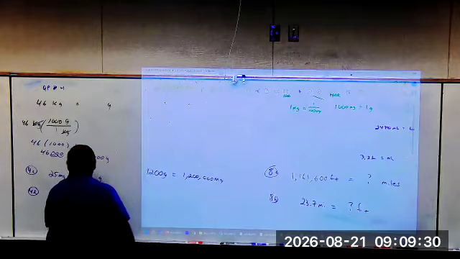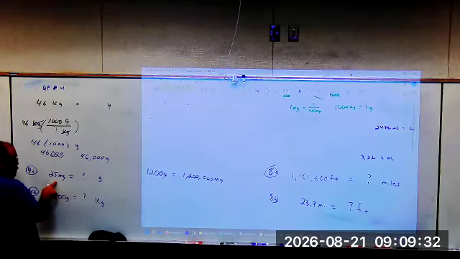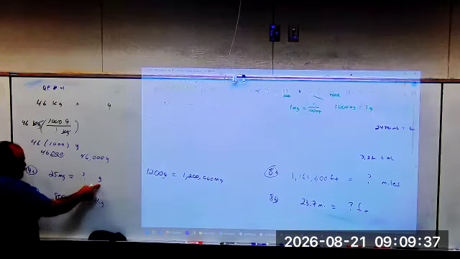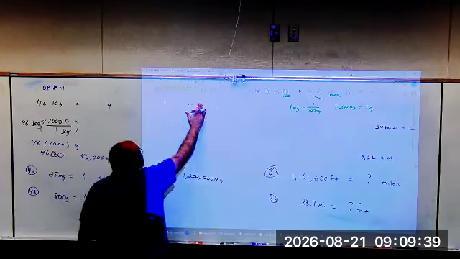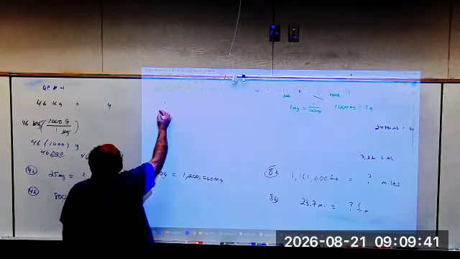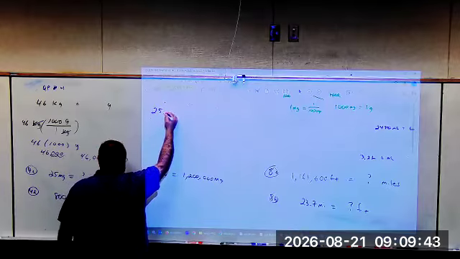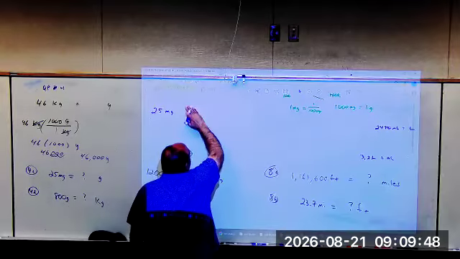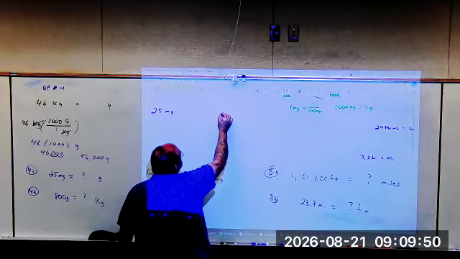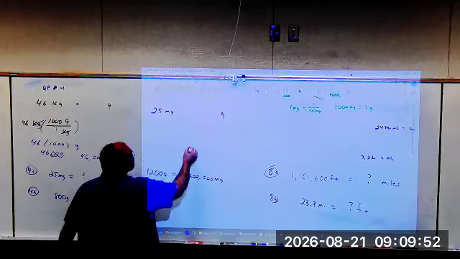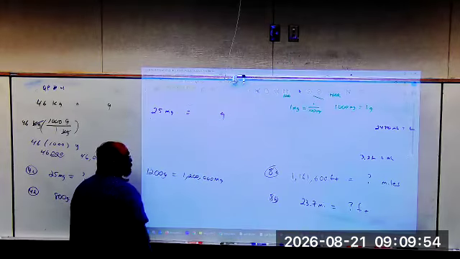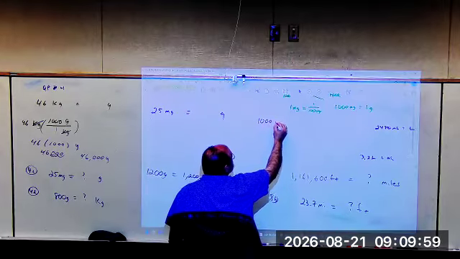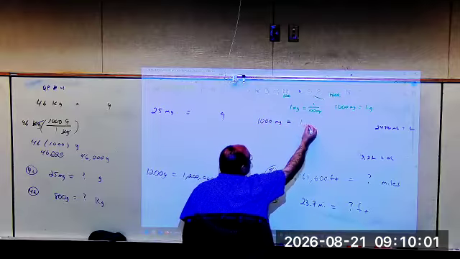Let's do this one. Milligrams are smaller than grams. 25 milligrams, and we're going to convert it into grams. The connection is still 1,000. 1,000 milligrams is 1 gram.